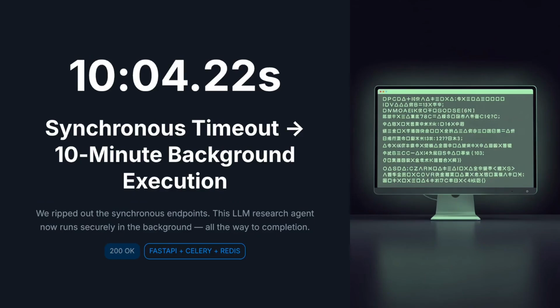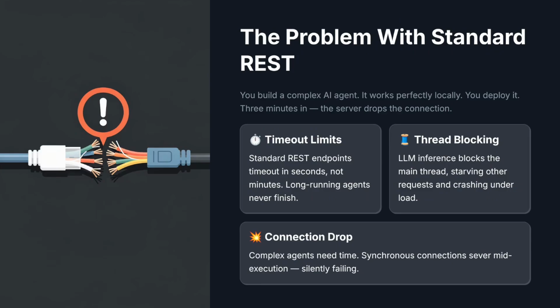We ripped out the synchronous endpoints, and now this research agent runs securely in the background for 10 minutes straight. You know that feeling. You build a complex AI agent and it works perfectly locally. Then you deploy it. The API request takes 3 minutes and your server drops the connection. Standard REST endpoints just cannot handle long-running agents. Today we are fixing that with a real worker queue.